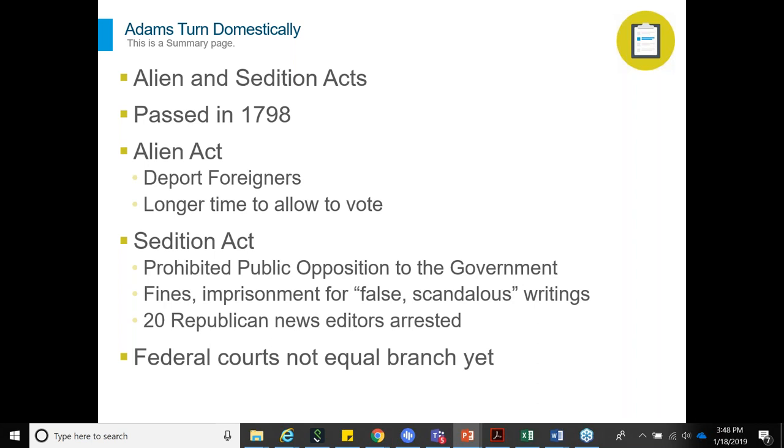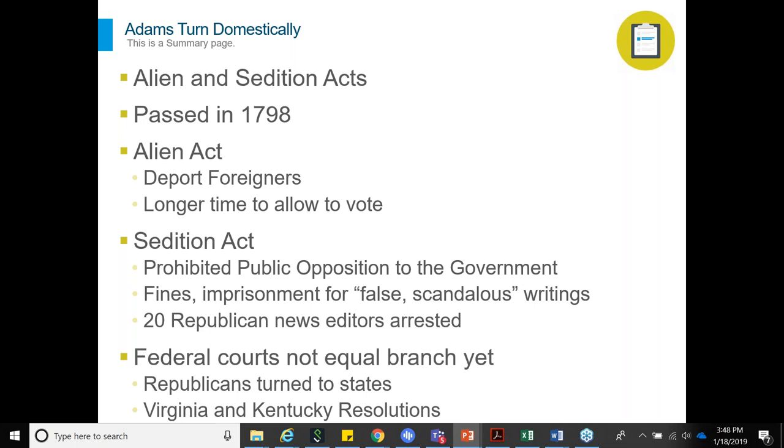The power really comes to the states. Republican governments and political parties around the country organize to go against the Sedition Act in particular. The states of Virginia and Kentucky are organized by Thomas Jefferson and James Madison to pass resolutions that essentially nullify the Sedition and Alien Acts. They essentially say in these resolutions, we will not enforce these unjust laws in our states. And so this becomes the big political question of the 1790s: who has ultimate authority, the federal government or the state government? This is a question that is pushed for years to come, all the way up to the Civil War.